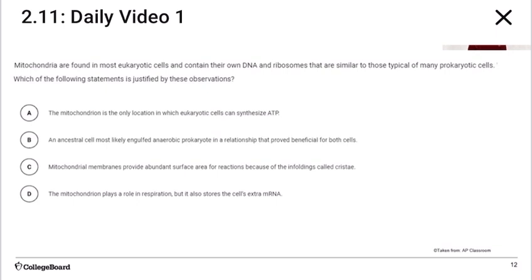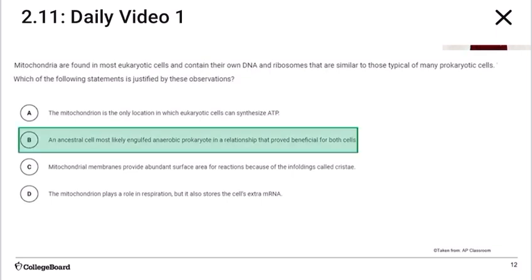Okay, so the question's asking, the mitochondria found in most eukaryotic cells contain their own DNA and ribosomes that are similar to those typical of many prokaryotic cells. Which of the following statements is justified by these observations? And the correct choice is B. An ancestral cell most likely engulfed anaerobic prokaryotes in a relationship that proved beneficial to both cells. So there's that mutual symbiotic relationship that came about.